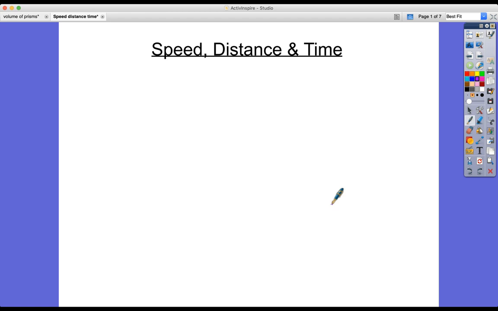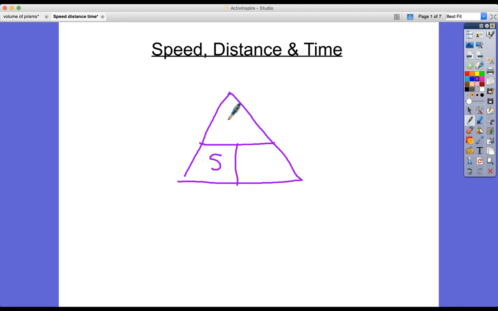Hi there, today we're going to be having a look at speed, distance and time. Now the overarching idea here, or the overarching formula that we're going to be using, is based on this formula triangle, which is really easy to remember. Remember one of the formulae that goes into this, which is speed equals distance over time. You see that? Distance at the top for the numerator divided by time.